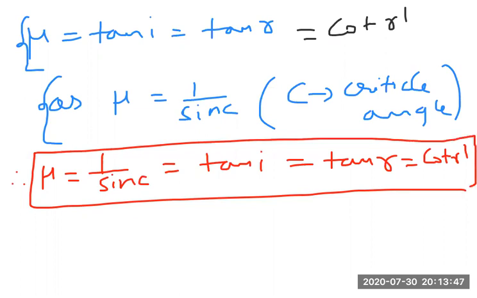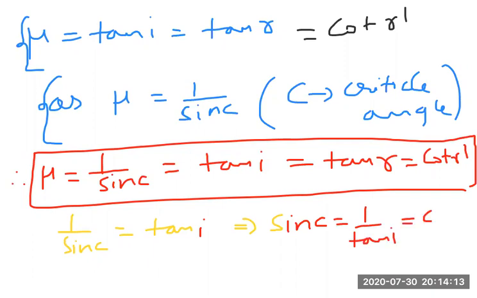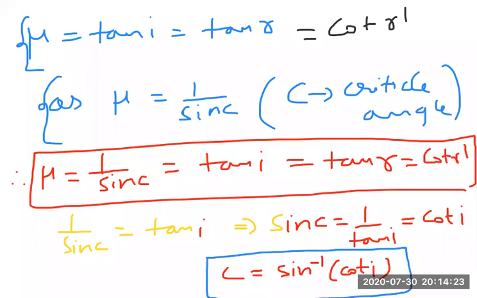Now, 1 by sine c and tan I, if I equate, observe carefully here. I equated first 1 by sine c and tan I. That means sine c is equal to 1 by tan I. 1 by tan I is nothing but cot I. So c is equal to sine inverse cot I. This is the formula we can write.